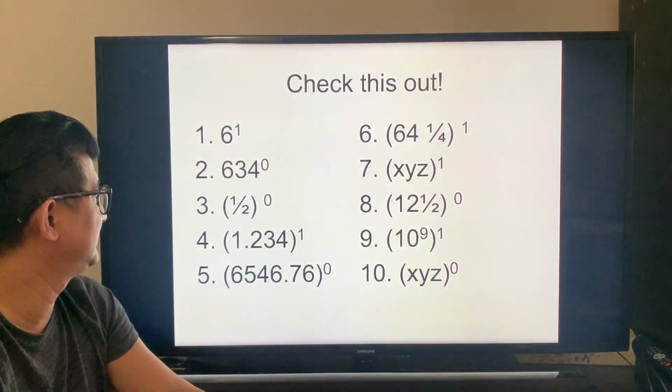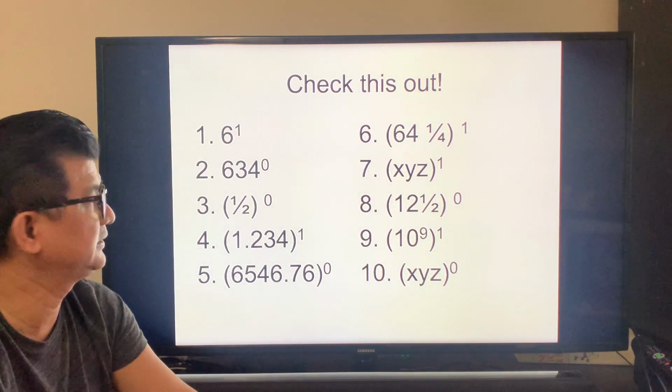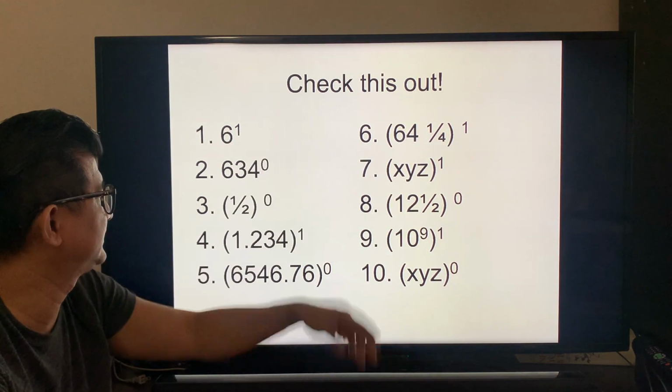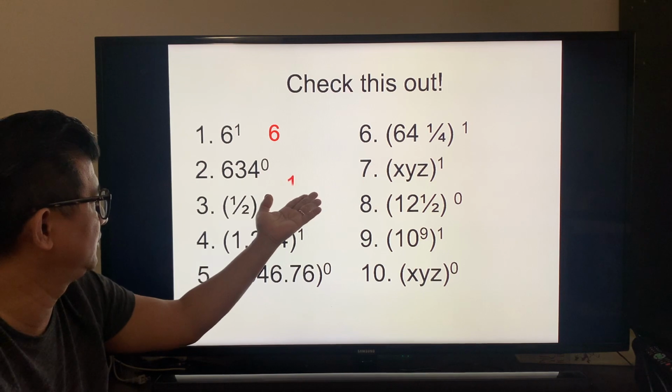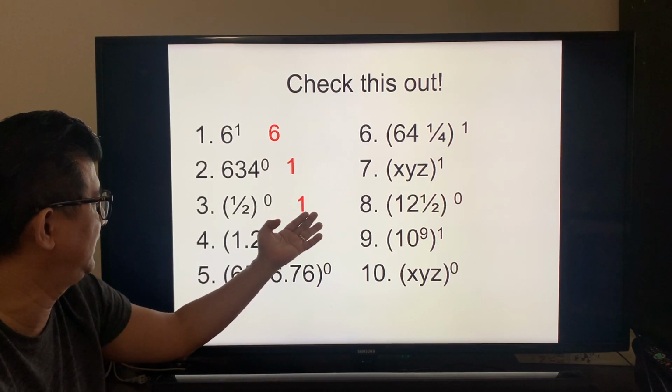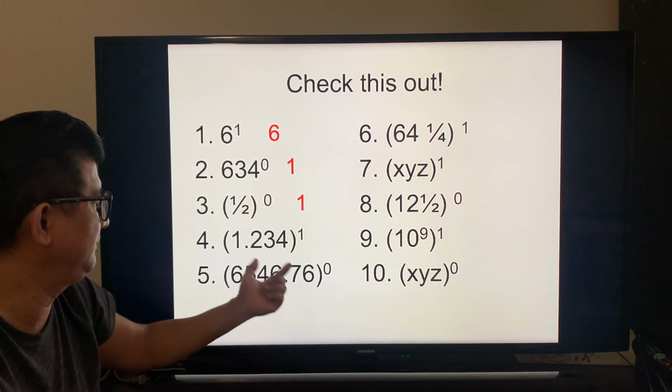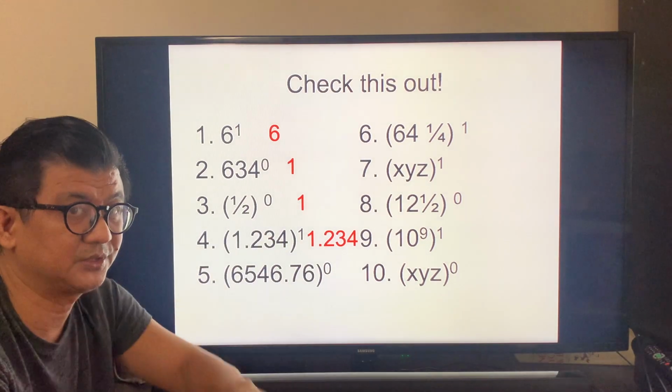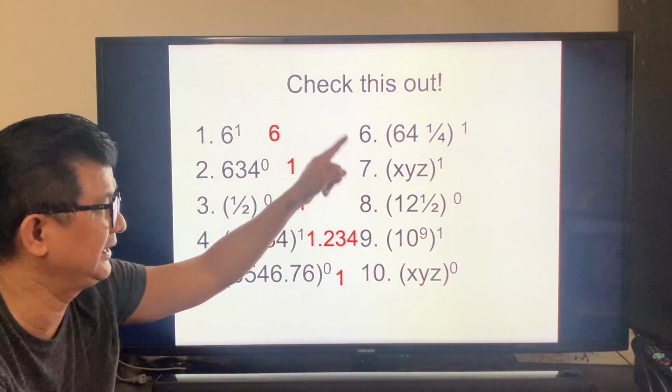Okay, let's practice on this. Don't be scared. This one's easy. First power is still the same thing. 0 power is always 1. 0 power is always 1. First power, it's the same base. 0 power is always equal to 1. Okay, try that.